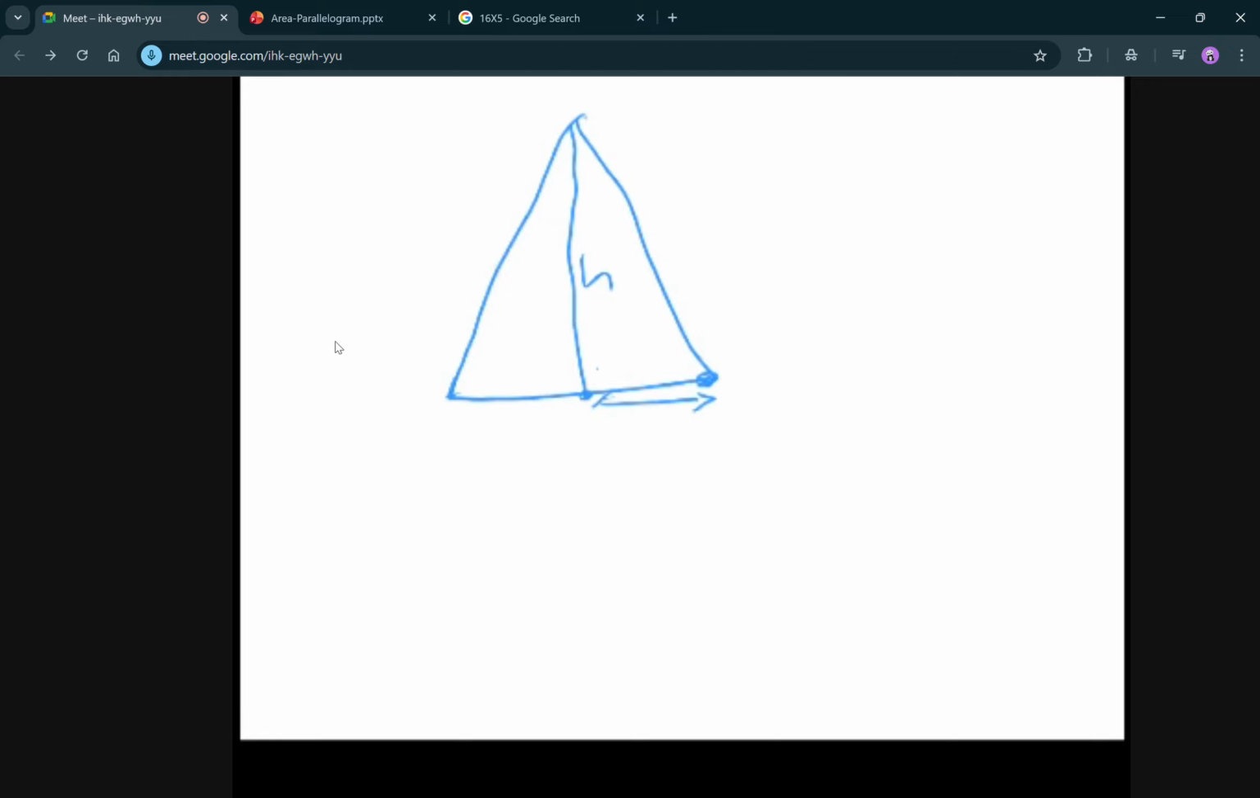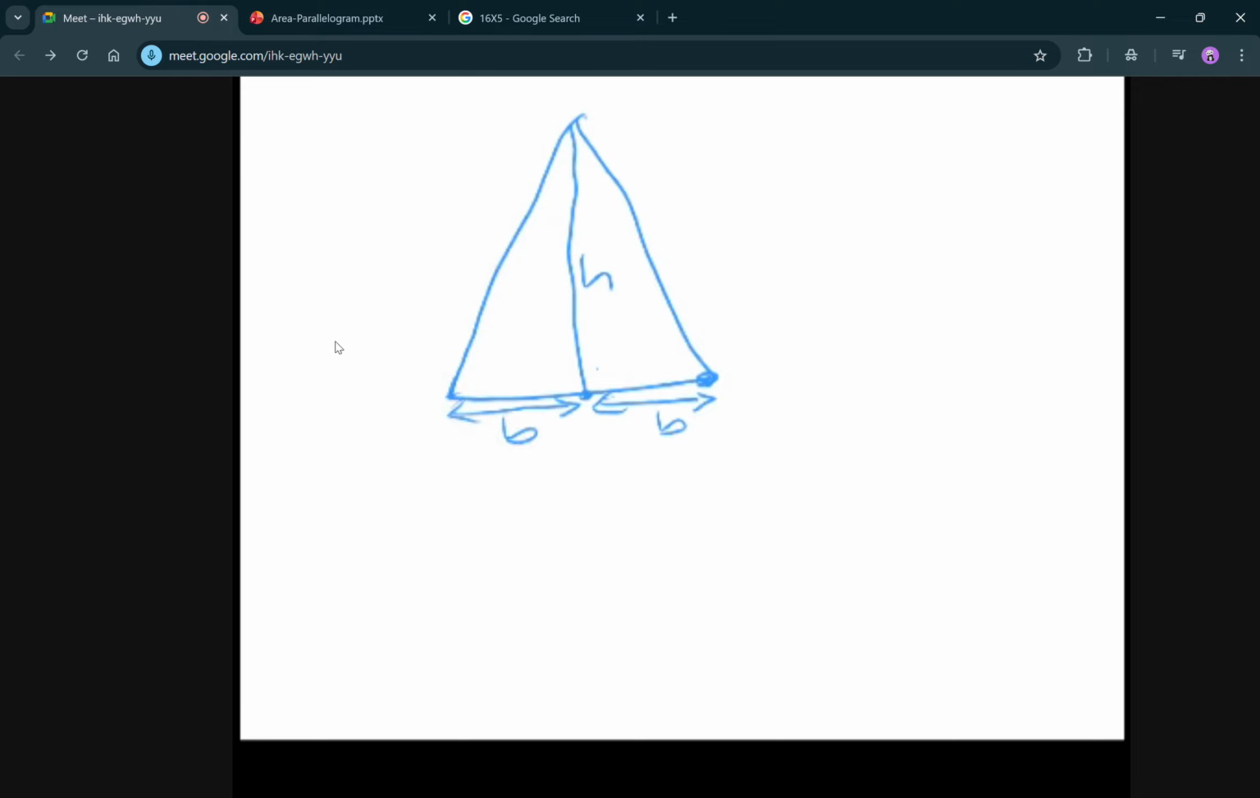From where the height divides the triangle into two equal parts is called the base. Here to here also is equally called the base of the triangle. Do you understand that? So the base is the distance from where that height divides the bottom into two equal parts, from there to the end. So anywhere along that line is called the base of the triangle.